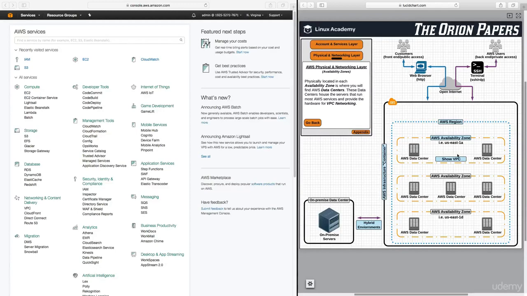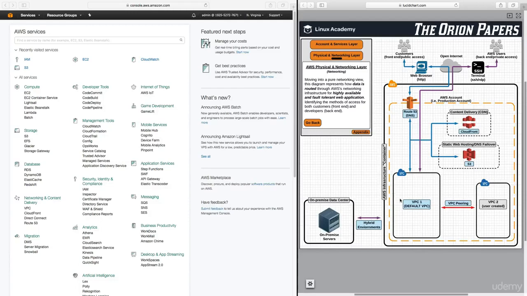And then as we move further into VPC networking, this is when we start to talk about the actual networking and the services that AWS has to set up specific networking applications. This is something that we're going to go into in great detail a little bit later in this course. But for now, I just wanted you to get a brief understanding of the physical and networking layer, what it represents, and how it works.